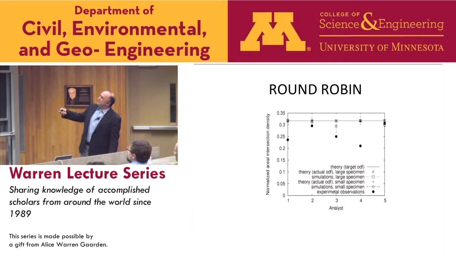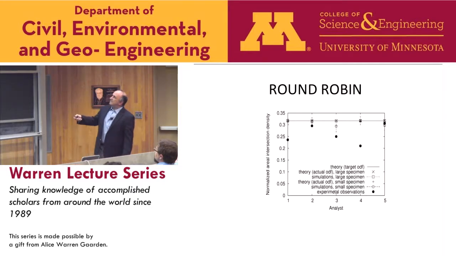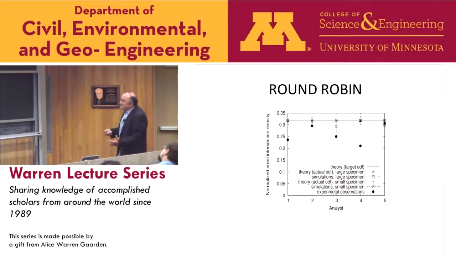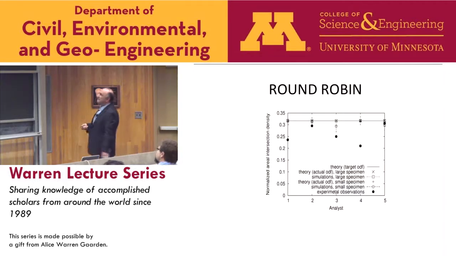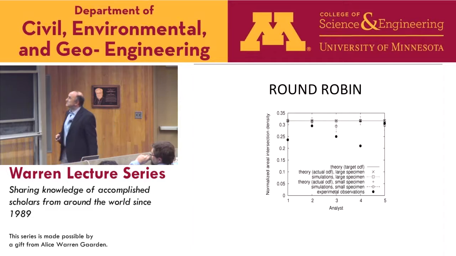All this stuff here, the top line is theoretical, then everything but black points are all kinds of simulations, right? And I'm not going to go into details, it doesn't matter. The black points are humans, right? And you can see that it's not clean data, right? There is significant difference in terms of the counts, and the only thing they were asked to count is the number of intersections.